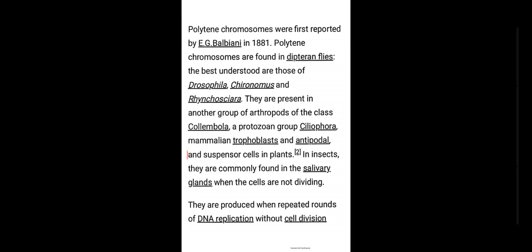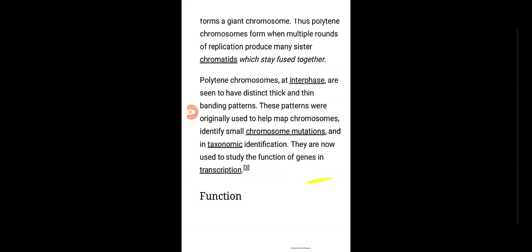They are present in another group of arthropods of the class Collembola, a protozoan group Ciliophora, mammalian trophoblast, and antipodal and suspensor cells in plants. In insects, they are commonly found in salivary glands when the cells are not dividing. They are produced when repeated rounds of DNA replication without cell division form a giant chromosome. Thus, polytene chromosomes form when multiple rounds of replication produce many sister chromatids which stay fused together.